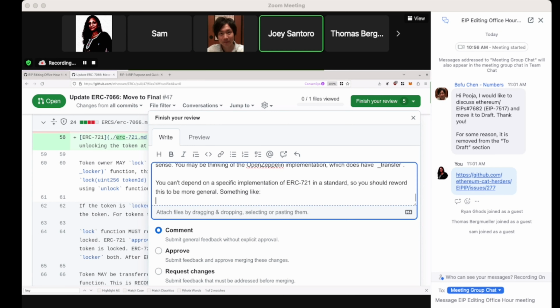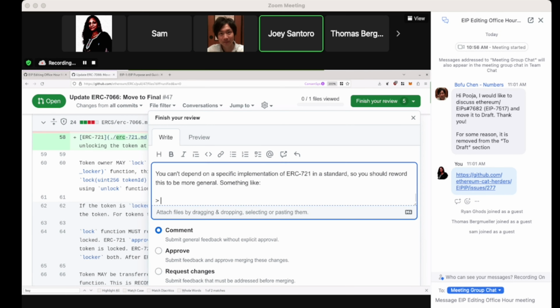There's also a somewhat pedantic point here. It's saying that transfer must revert if the token's locked, and then it's saying it must pass if it's locked but the caller is the locker. So that could be simplified to it must revert unless the caller is both approved and the locker, because otherwise it's saying two incompatible things in those two sentences. And it's also saying that even if you don't own the token, it must succeed. So that's kind of a problem too. Feel free to leave a comment to that effect. I don't have to be the only one reviewing today.